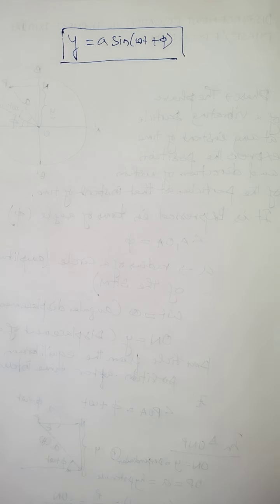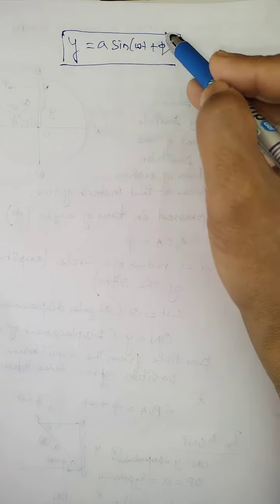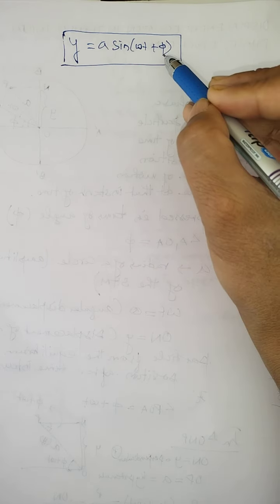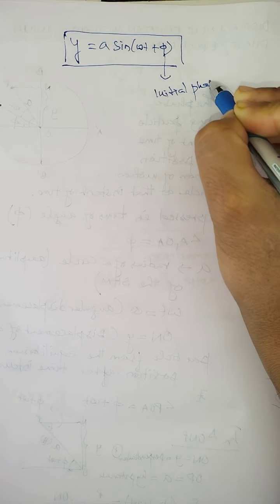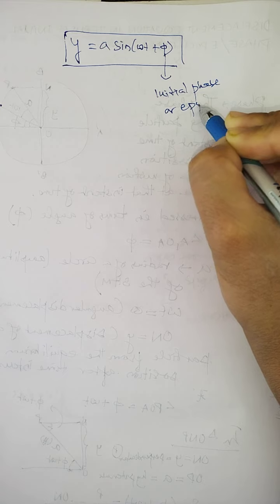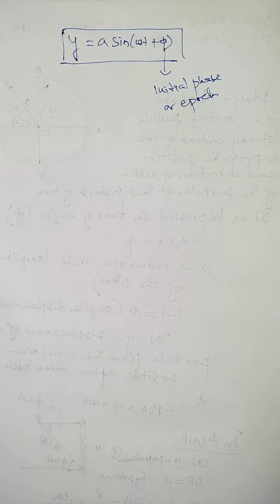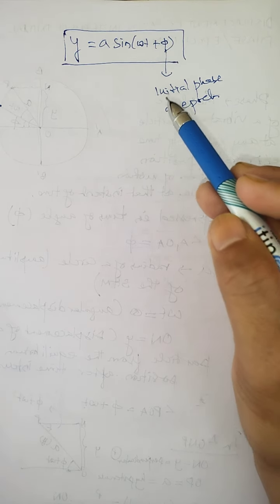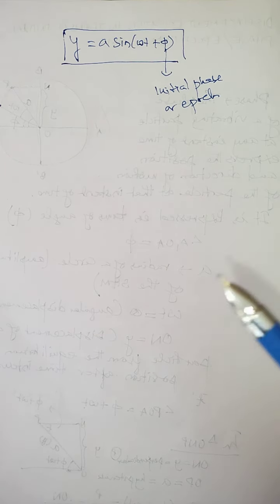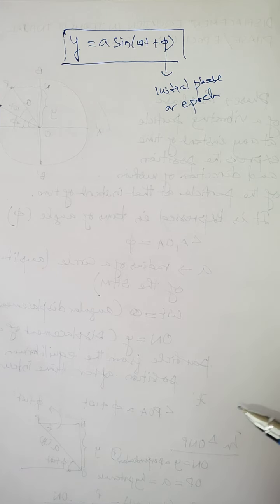Thus, at any instant of time, the phase will be measured in terms of the total angle. So this is the total angle, where phi is called the initial phase, or we also call it epoch, and we use this formula in solving numerical problems also. This is the general equation of simple harmonic motion in terms of initial phase or epoch, when the particle starts from the positive side of the reference line.